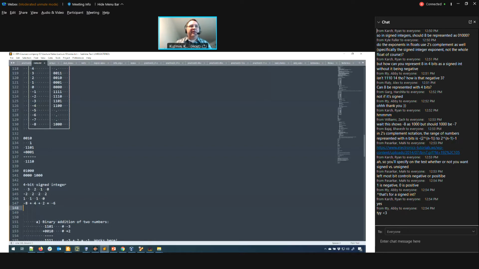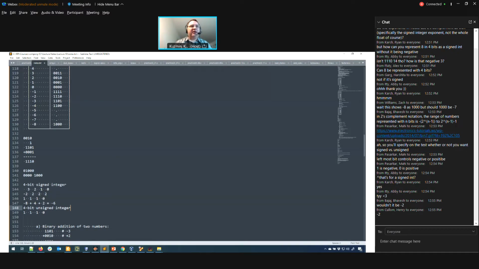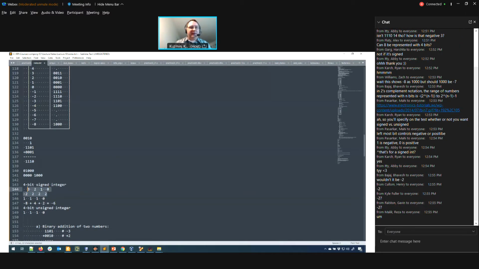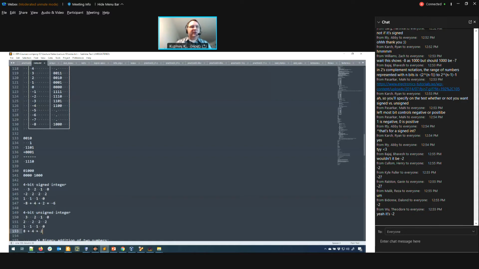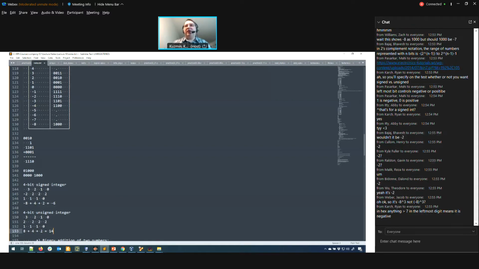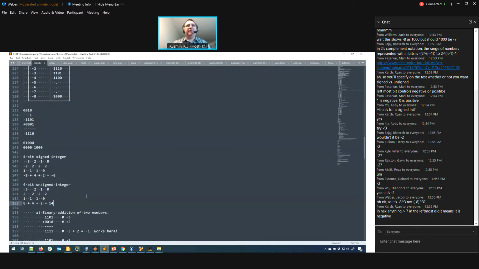If I tell you that the exact same bit combination is a 4-bit unsigned integer, then your weights would be different. It's all subject to interpretation. So this one would be 2 to the third, and then the value would be 8 plus 4 plus 2, so it would be indeed 14. See how it matters what the interpretation is. All right?